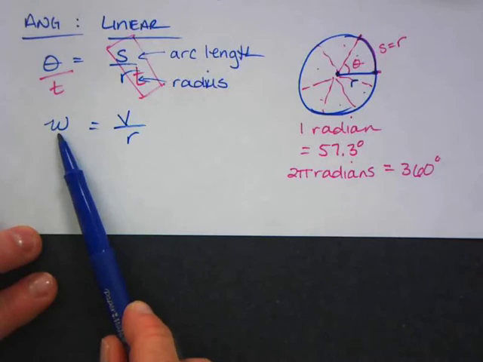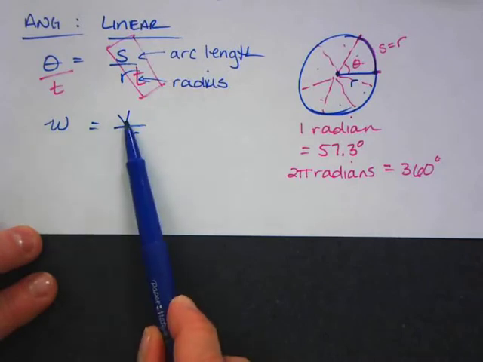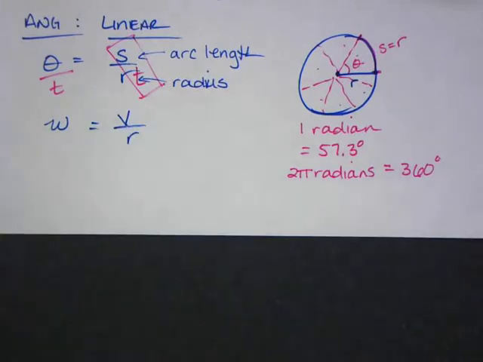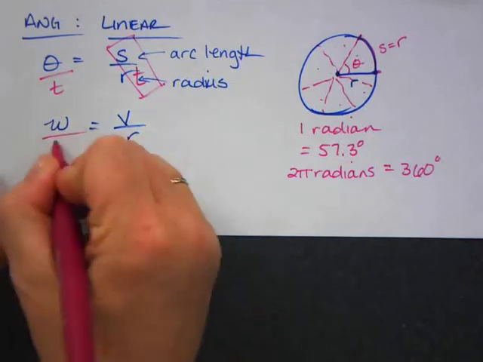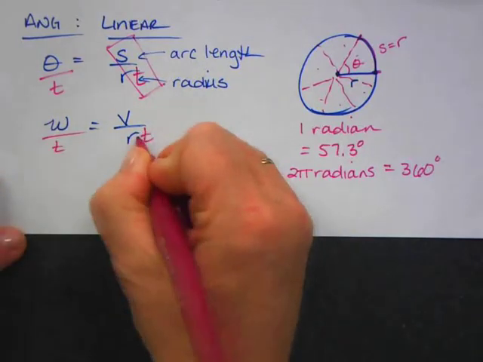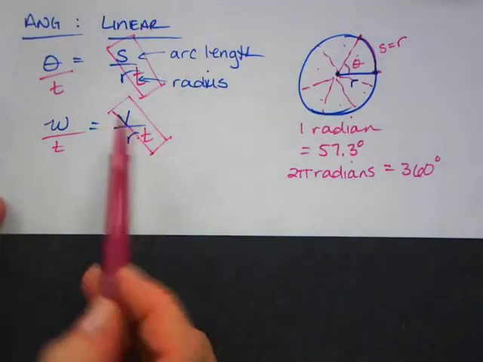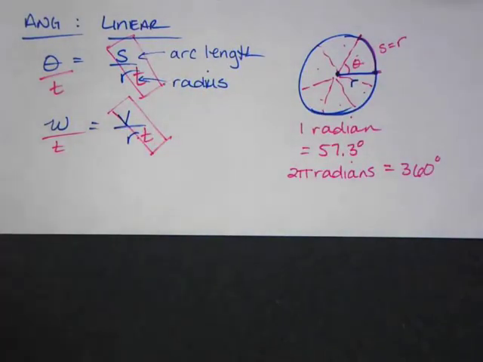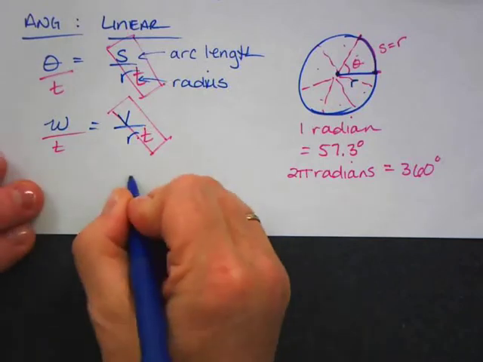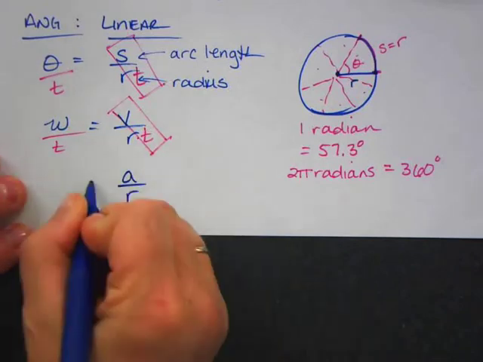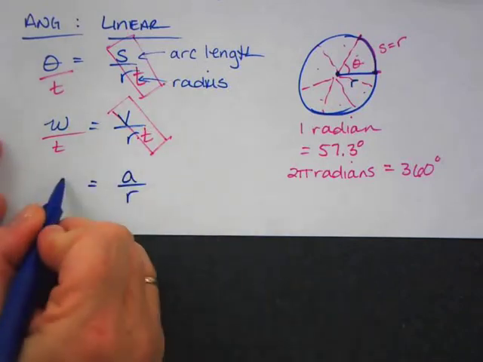So theta equals S over R, omega equals V over R. That's radians per second and meters per second. Okay? Then we're going to do the same thing one more time. Divide by time, and then wha-bam. And another way to say meters per second is acceleration.